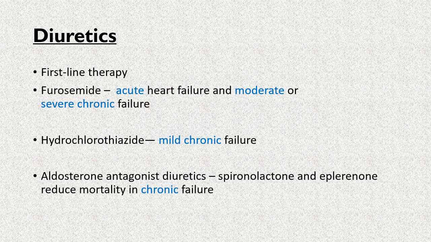So since we started with digoxin, let's discuss first the drugs which are used in the treatment of chronic heart failure. Diuretics are usually the first line therapy in both acute and chronic heart failure. Furosemide, which is a loop diuretic, is usually used in acute heart failure and in moderate to severe chronic heart failure, and hydrochlorothiazide is used in mild chronic failure. Aldosterone antagonist diuretics like spironolactone and eplerenone are used in chronic failure, and as we discussed earlier, they also reduce mortality. So you can get a question, which drugs reduce mortality when given in chronic heart failure. These are aldosterone receptor antagonists, ACE inhibitors, ARBs, and beta blockers.